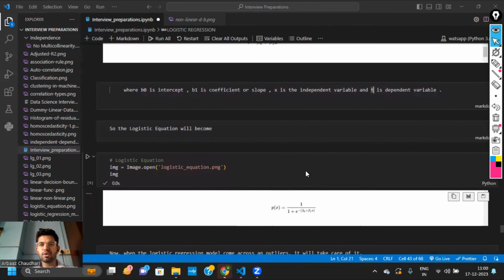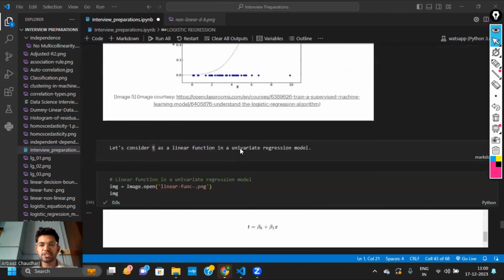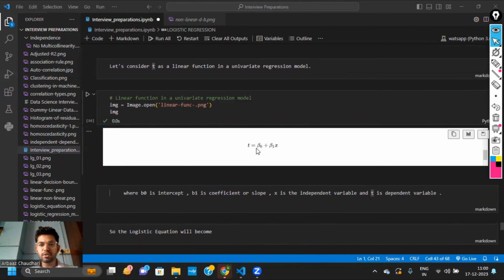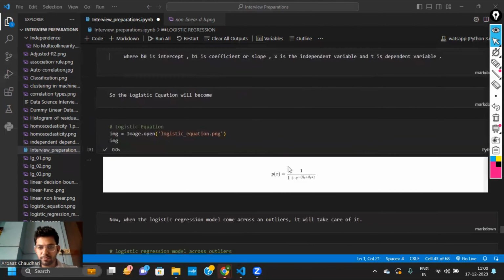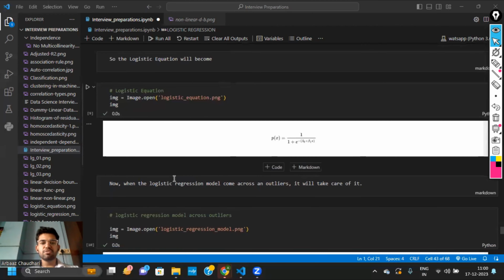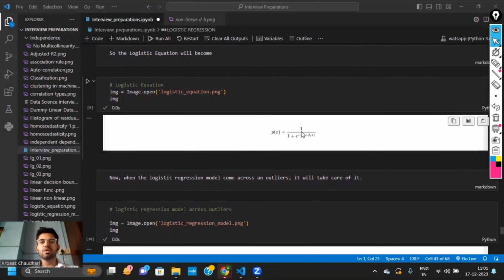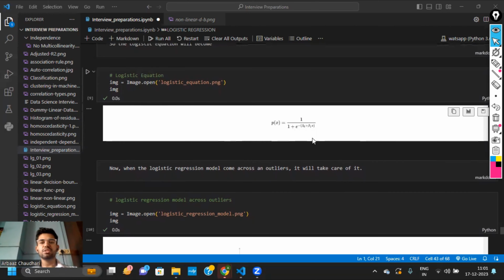In place of minus t, I will be substituting beta 0 plus beta 1 x. It is the same equation, but in place of t, I have substituted beta 0 plus beta 1 x. So this becomes the logistic equation. If someone asks you the logistic equation, you have to say 1 divided by 1 plus e raised to minus in brackets beta 0 plus beta 1 x. So this is the logistic equation.